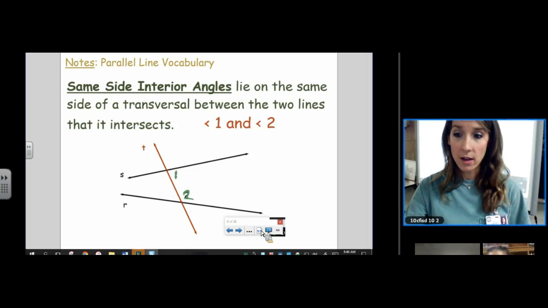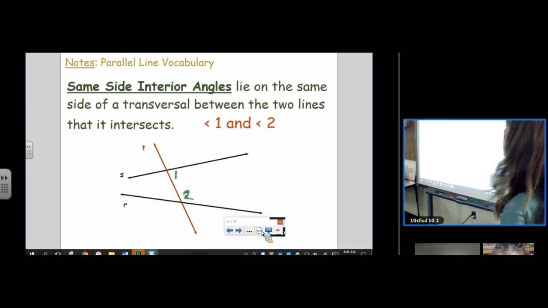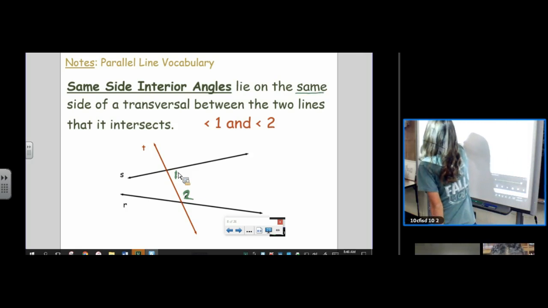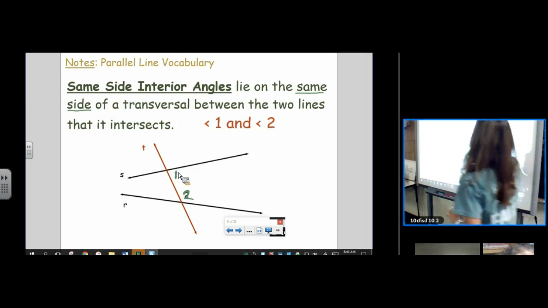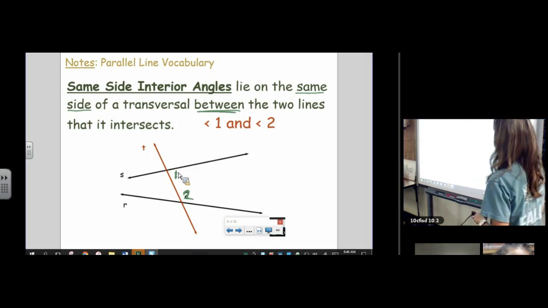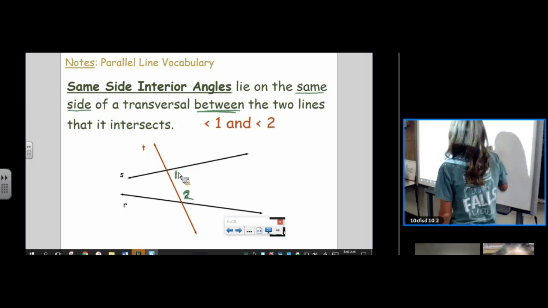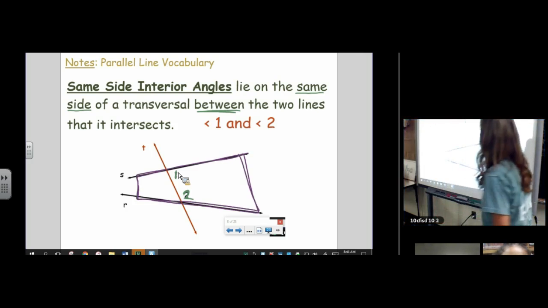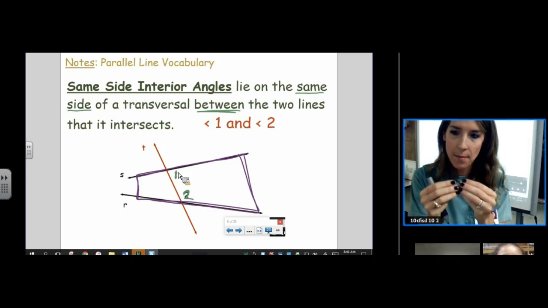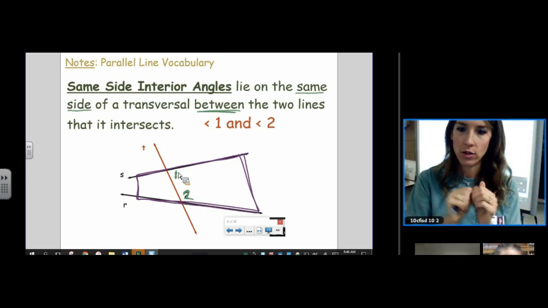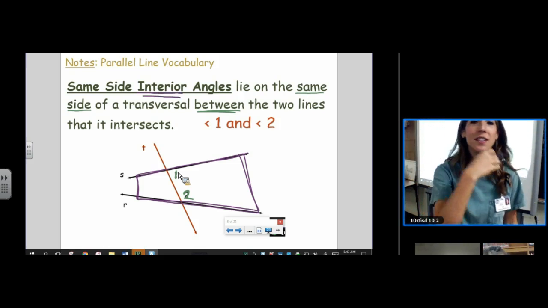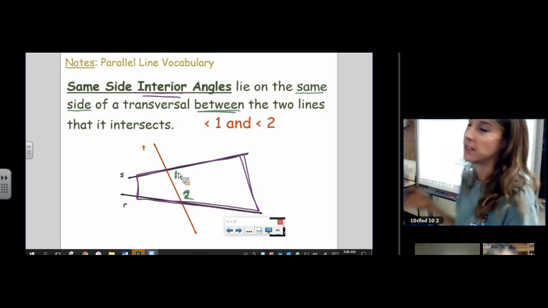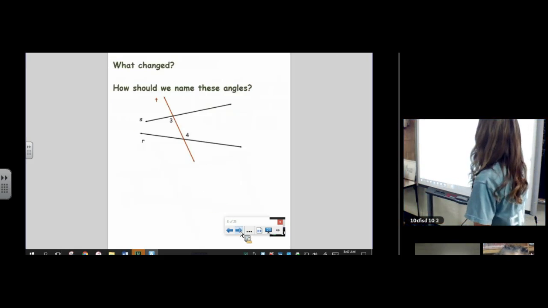The 3rd box. So just a reminder, they're on the same side of the transversal. They can both be on the left or both be on the right. And then they're between the 2 lines. So if I were to draw a quadrilateral with the 2 lines, 1 and 2 are inside my quadrilateral, not outside my quadrilateral. Inside, interior. If you're an interior designer, you design the inside of a house. Okay. Next word.